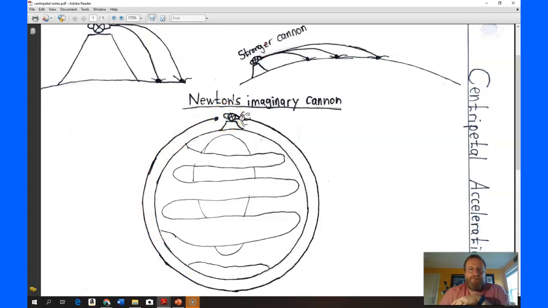To get that to happen, you really need to get above the atmosphere because air resistance will slow it down and make the curvature not match the curvature of the Earth anymore, and it'll hit the ground somewhere. You gotta get out of the atmosphere for that to happen.